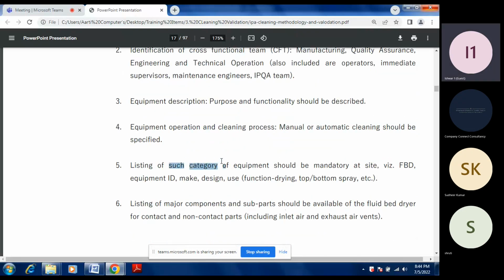The list of such categories of equipment should be mandatory at the site, like FBD, equipment ID, MAC, design, and function, such as drying or top or bottom spray. The major components and sub-parts of the fluid bed dryer (FBD), for contact and non-contact parts, including inlet air and exhaust air vent, should be listed. Before understanding that terminology, we should understand what the FBD is and what its parts are.